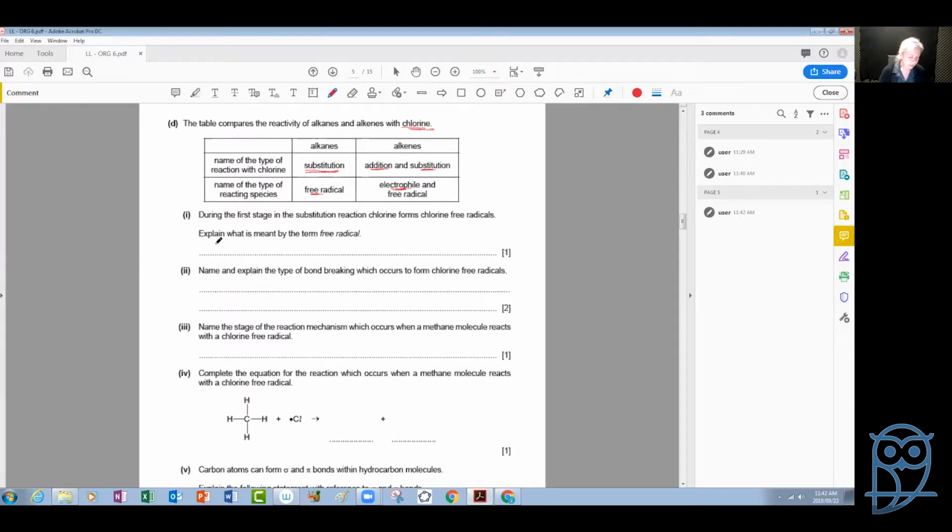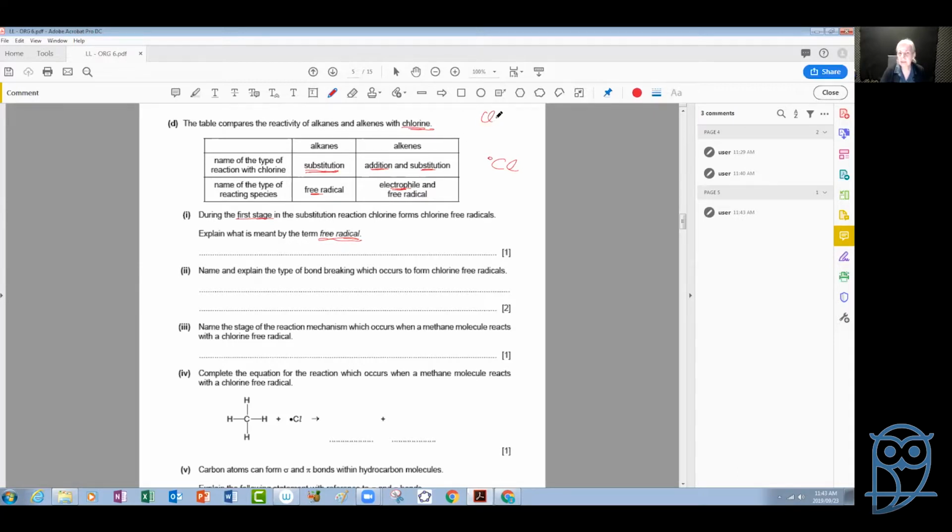And now I suppose, let's see, this question must refer to this table. The first question says, during the first stage in the substitution reaction, chlorine forms chlorine free radicals. Okay. The first stage of the substitution, yeah. Explain what is meant by the term free radical. What is meant by the term free radical? If you remember the free radicals. Free radicals, we say it's a species that has one unpaired electron.